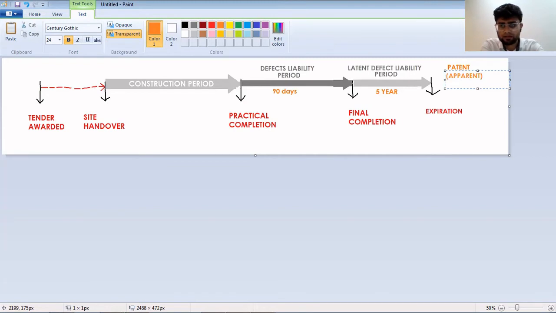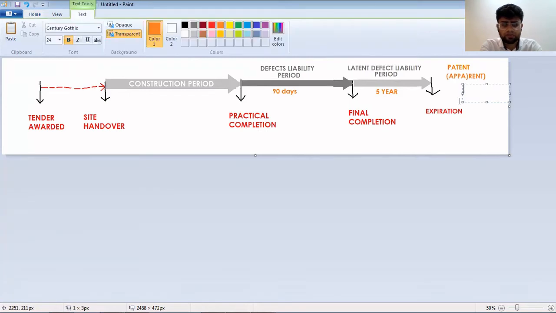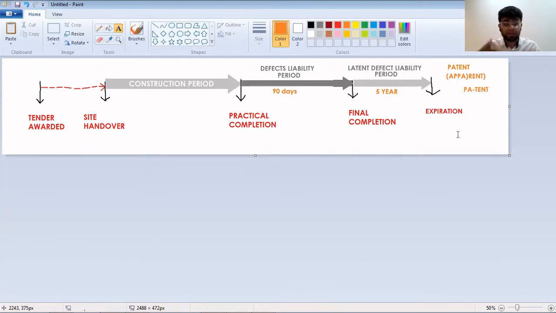And it's quite similar in the structure of the word. Apparent, patent, it's kind of similar. For me, it's easy to remember, but maybe not the same case for you. So apparent, you can see it. And latent is like lazy, you don't see it. So that's probably the best way that I can explain it.